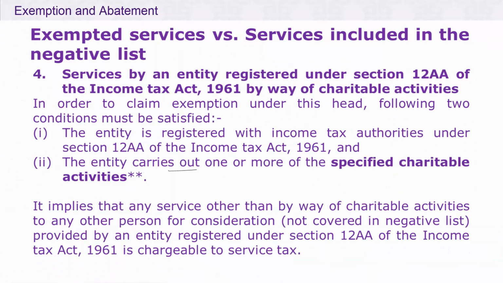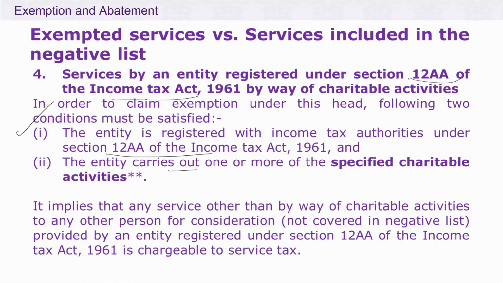And number 4. Services by an entity registered under section 12AA. And about this I discussed a little more elaborately earlier also. I don't think this requires more elaboration, just briefly I will go through. This is section 12AA of Income Tax Act, you know, charitable activities. So charitable entities have to get themselves registered under section 12AA of the Income Tax Act, otherwise benefits will not be there. And that is a prerequisite to claim exemption under this also. Suppose you are a charitable organization, but you are not registered under section 12AA, you don't get the exemption here.